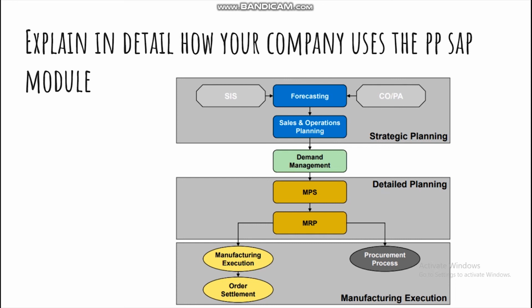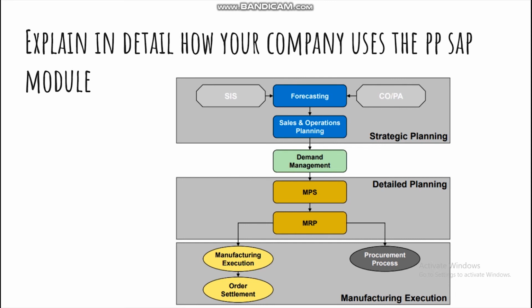MPS is used to arrange the production process schedule, and MPS allows a company to distinguish planning methods. After that, there is MRP, used to ensure the availability of material based on the needs generated by MPS or the demand program to carry out the production process. After that, there is manufacturing execution. There are the procurement process, manufacturing execution, and order settlement.